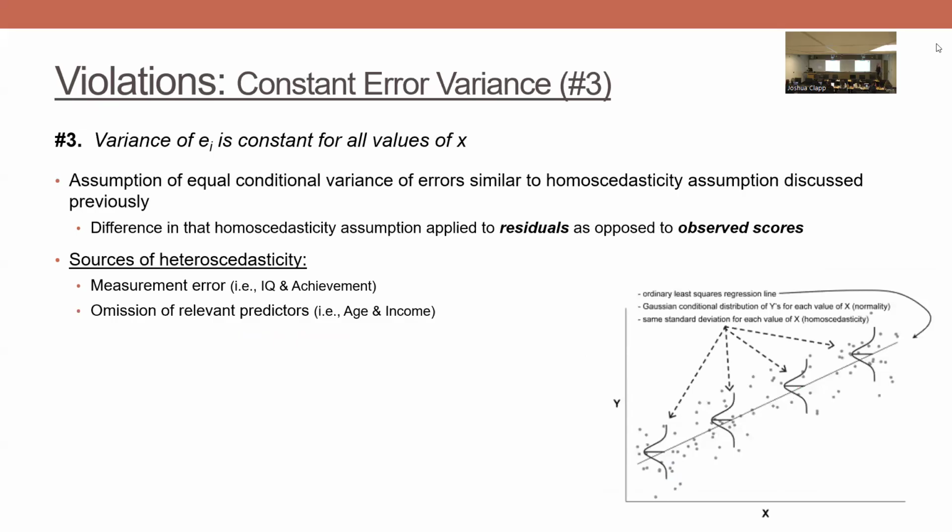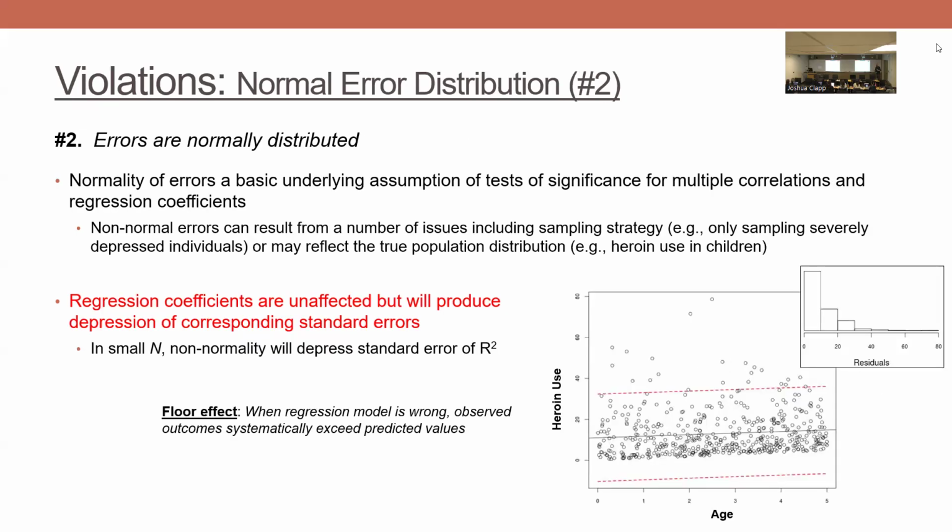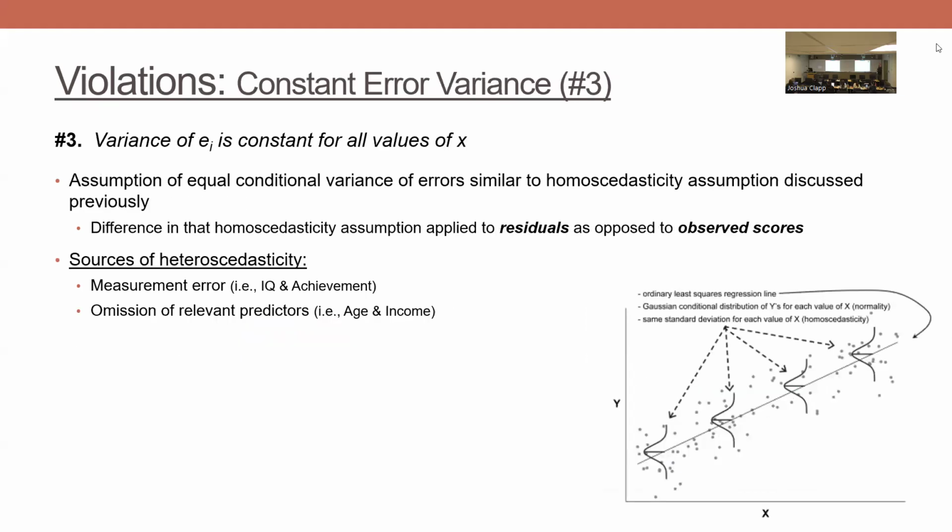Okay. Questions about the distribution of our residuals? Okay. What we also need to see is constant error variance of our residuals. Okay, the variance of our errors is constant for all values of X. This gets into the same type of idea as the homoscedasticity we talked about last time. The difference here is that we're talking about the homoscedasticity of your residuals and not your observed scores. So we need to run our regression models to get our residual values, and then we can look at distributions.